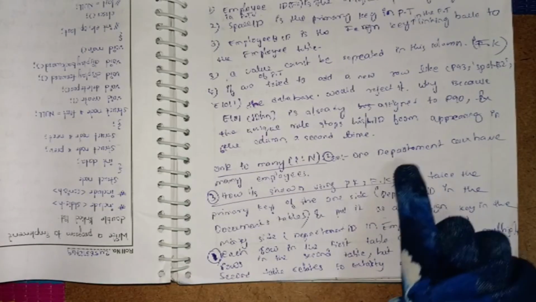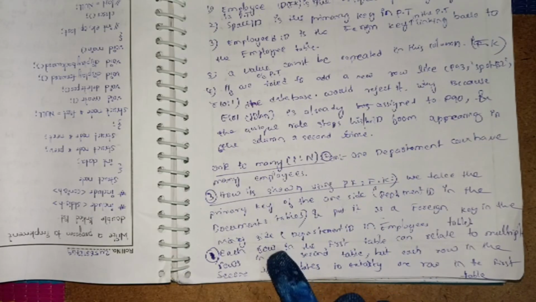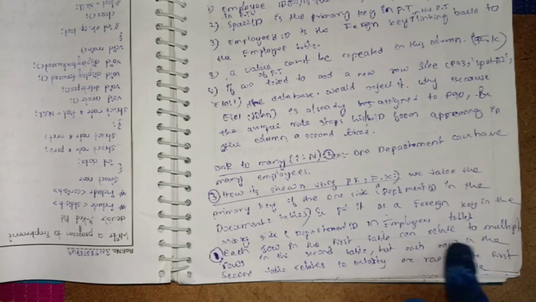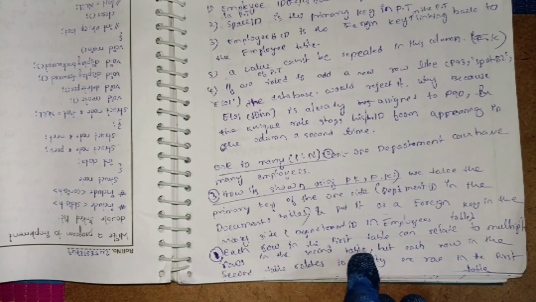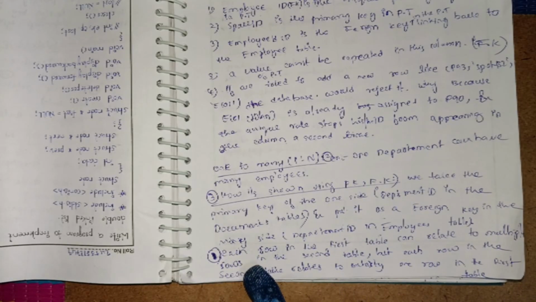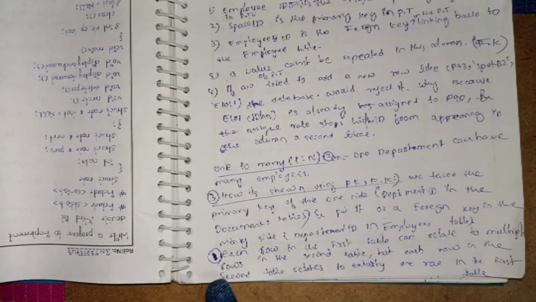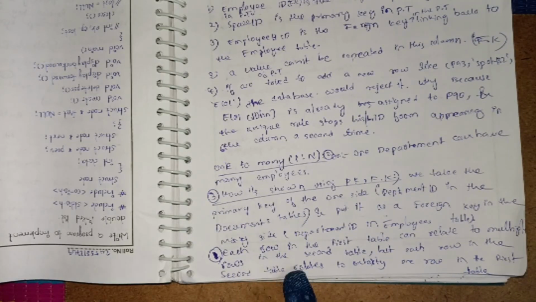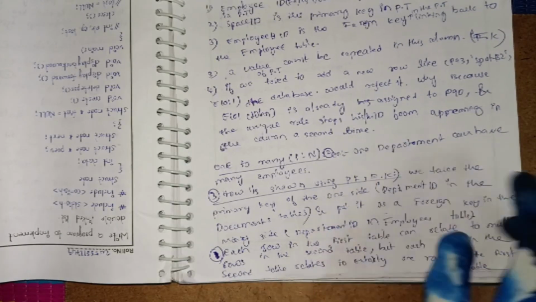One department, assume CSC in the first table, which is department, can relate to multiple rows in the second table. The second table is the employee table, so multiple rows are employee E1, employee E2, and so on. But each employee row in the second table relates to exactly one row in the first table, which is department.